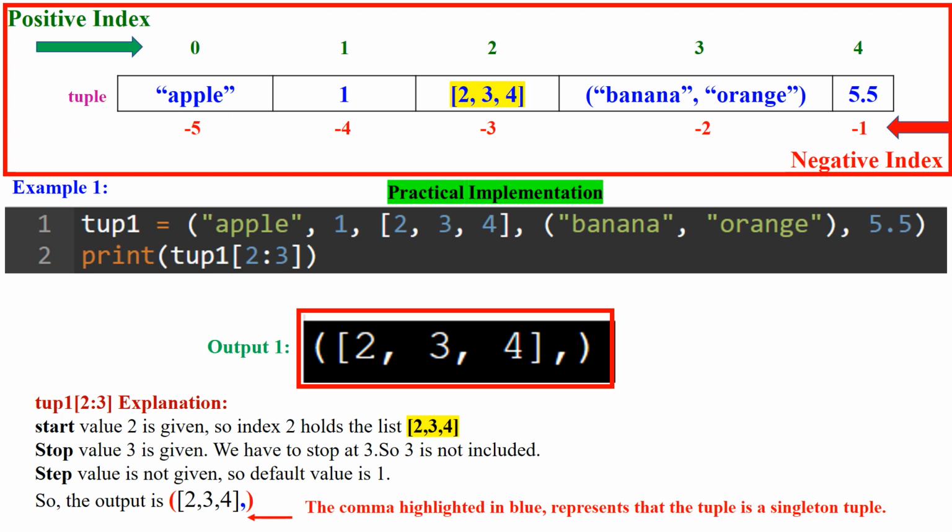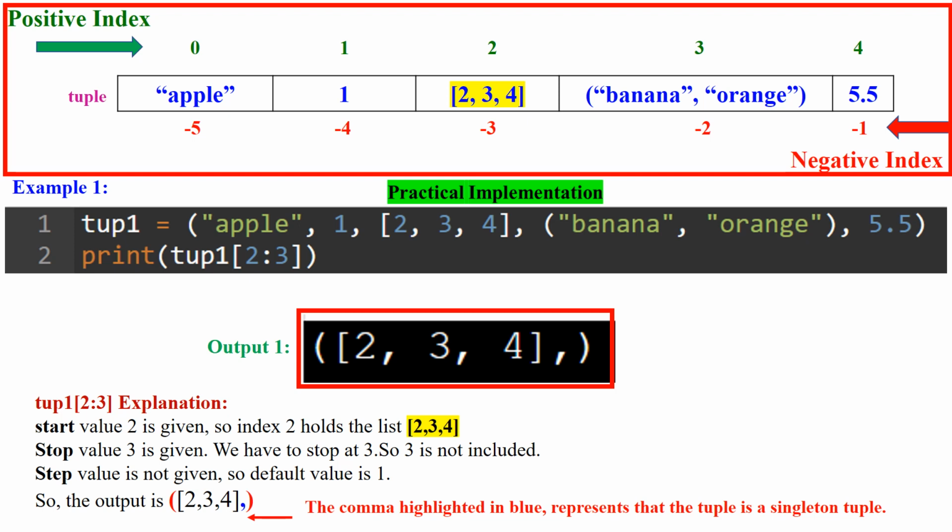Now, let's learn the negative indexing, that means backward direction. Look at the red arrow in backward direction and follow with me. Index -1 holds the value 5.5, index -2 holds the nested tuple holding 2 strings banana and orange, index -3 holds the list containing 3 elements 2, 3, and 4, index -4 holds the integer value 1, and index -5 holds the string apple. Now, look at example 1, second line.